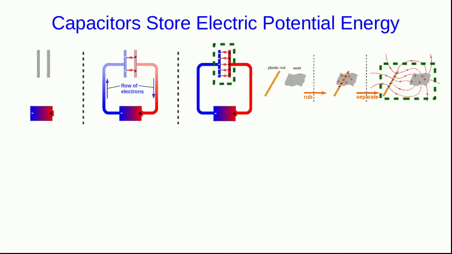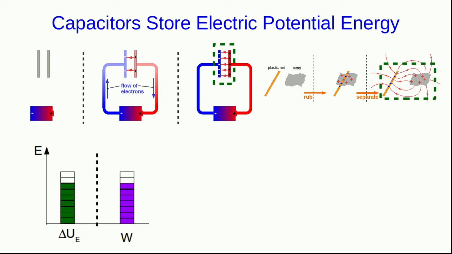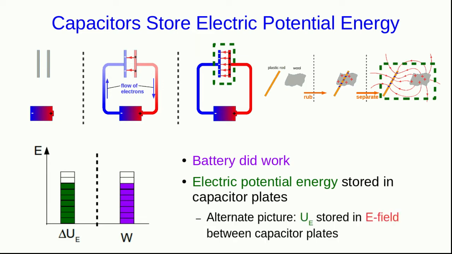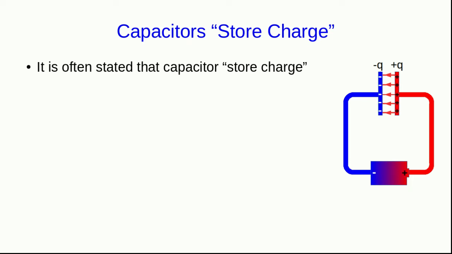Notice how this whole process is really a lot like the process of you rubbing the plastic rod with the wool to bring about charge separation. Again, work has been done on the system, where this time we're thinking of the plates of the capacitor as our system, and that's resulted in a change in potential energy. But now it's the battery that did the work. We've stored electric potential energy in the capacitor plates, or alternatively we can think of it as that we've stored that electric potential energy in the electric field between the capacitor plates. So it's certainly true that capacitors store potential energy.